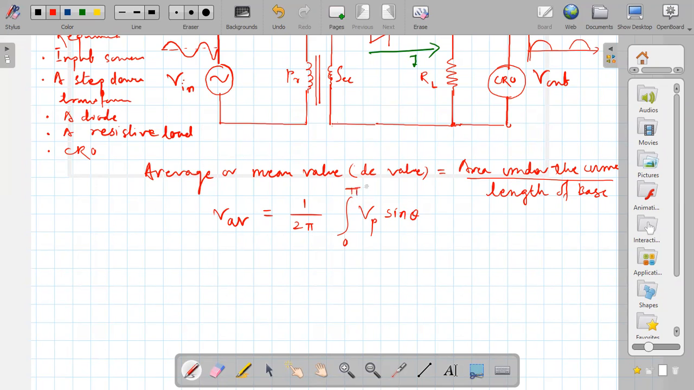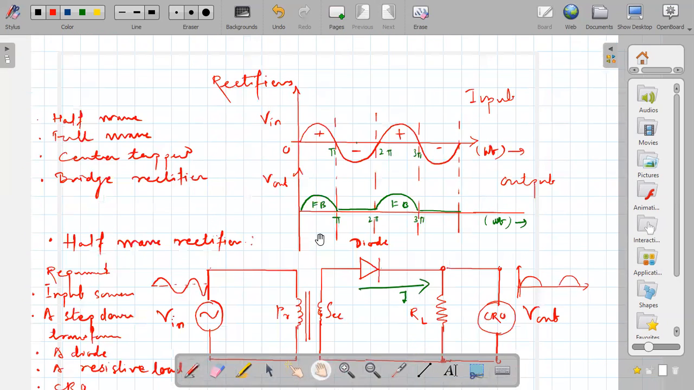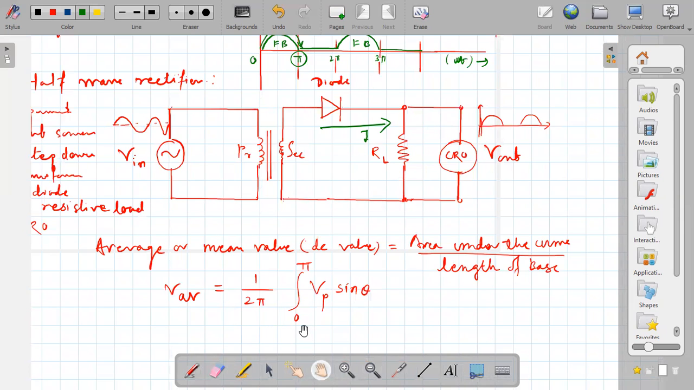Why 0 to pi? Because, dear students, see this waveform. What is the starting point of the output? Zero. The starting point of the output is zero, and here we will get only half of this. What is the maximum angle here? Pi. Therefore, you should take the limit from 0 to pi. Understood, dear friend? Because of the half cycle, the initial point is 0 and the maximum is pi.